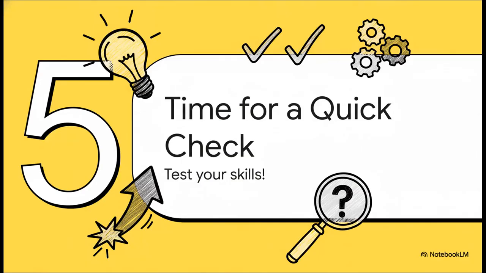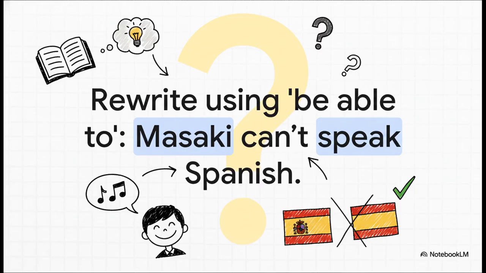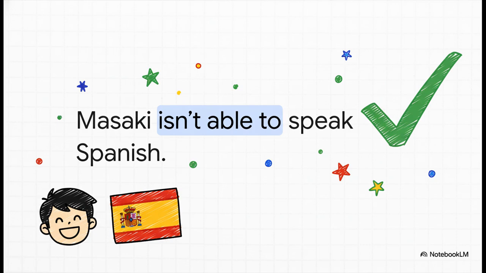Okay, you've seen the ideas, you've seen the examples, now it's your turn. Let's do a quick check to make sure these new skills are locked in and ready to go. You got this? Okay, first one. Have a look at this sentence. Masaki can't speak Spanish. How would you say that using our new phrase, be able to? I'll give you a second to think about it. How'd you do? The answer is, Masaki isn't able to speak Spanish. We just swap out can't for the right negative form, isn't able to.